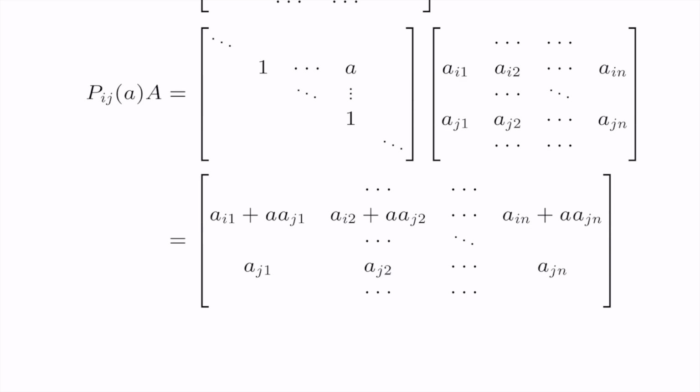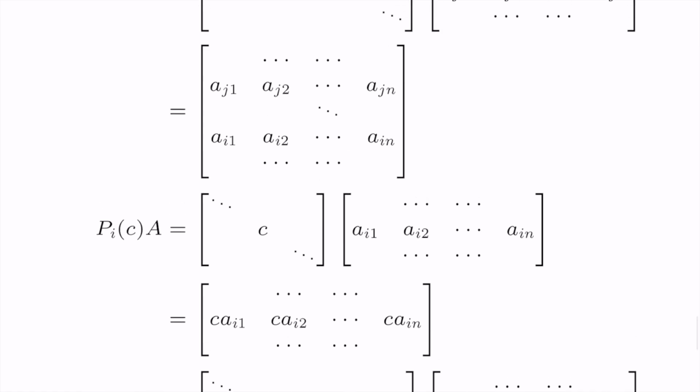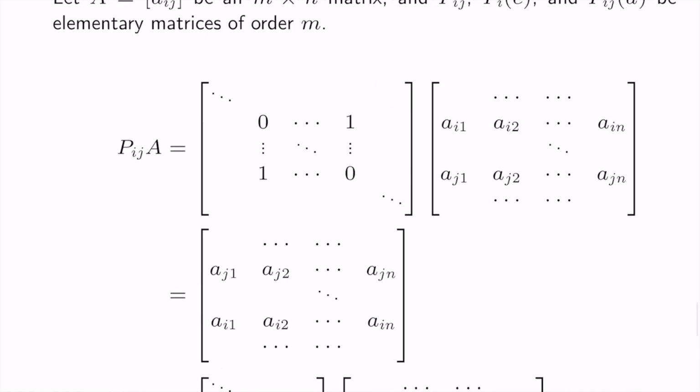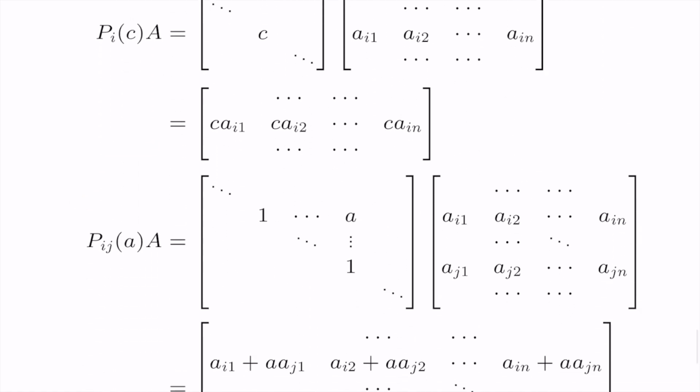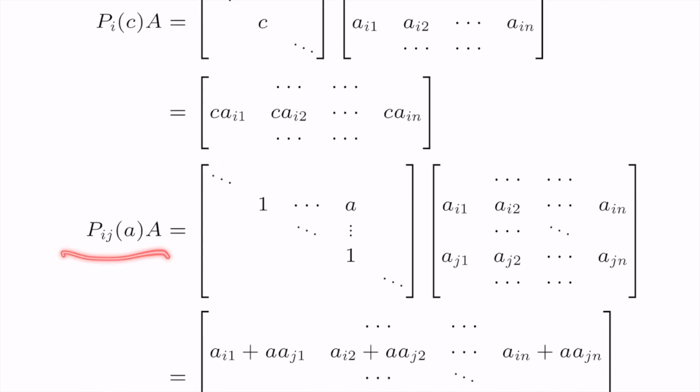In summary, all the elementary row operations can be translated into multiplying these elementary matrices from the left, whether it's swapping or multiplying or adding.